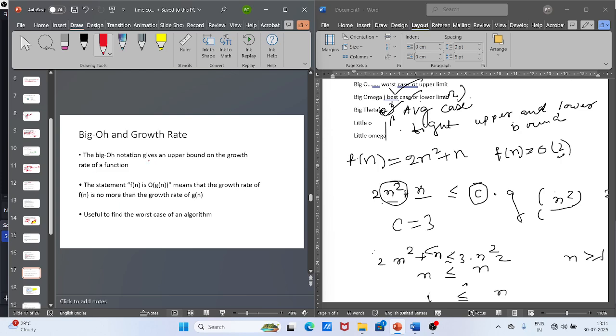The big O notation gives the upper bound on the growth rate function. The statement f(n) is order of g(n) means that the growth rate of f(n) is no more than the growth rate g(n). Take the example: O(n) is better than O(n square). There is a series you can check to see which one is better and which one is lower.